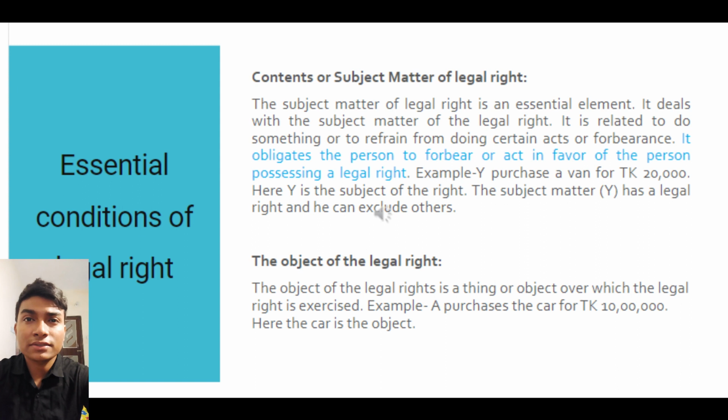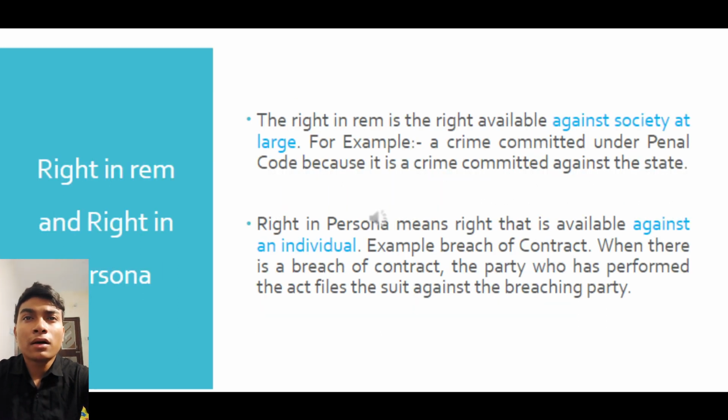Some kinds of legal rights. The right in rem is the right available against society at large. For example, a crime committed under the penal code, because it is a crime committed against the state. Right in personam means a right that is available against an individual. Example, breach of contract. When there is a breach of contract, the party who has performed the act files a suit against the breaching party.